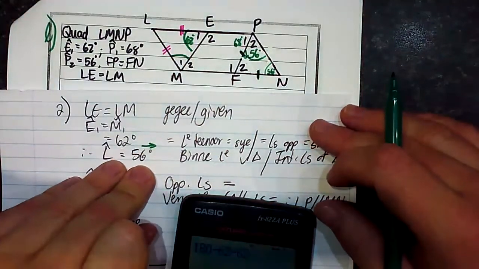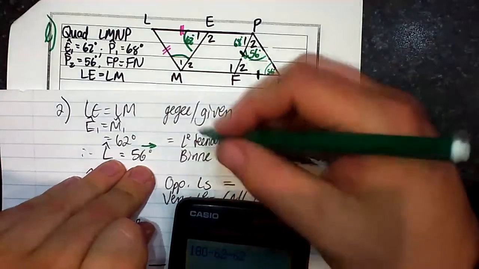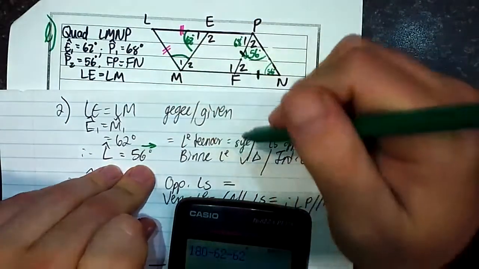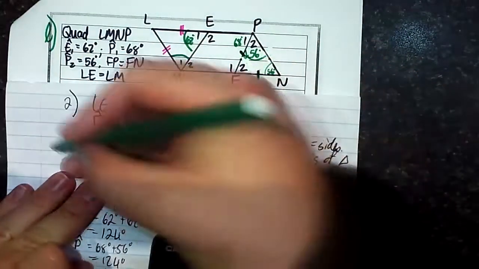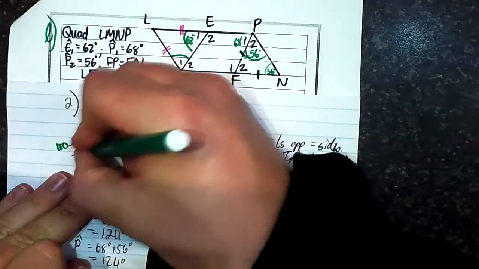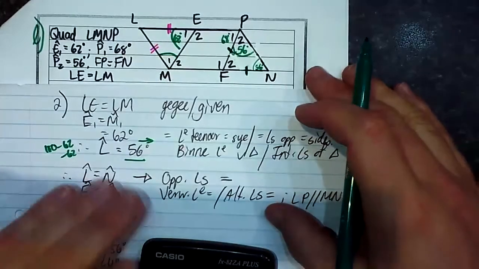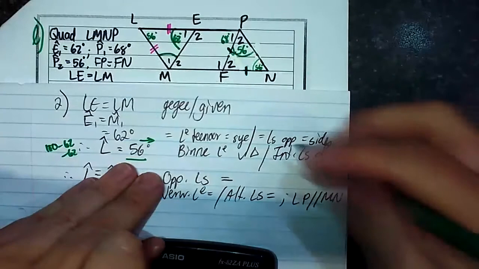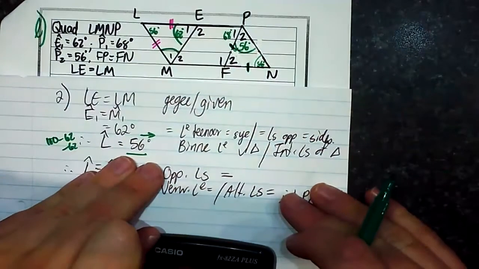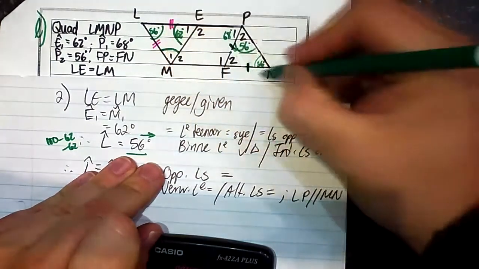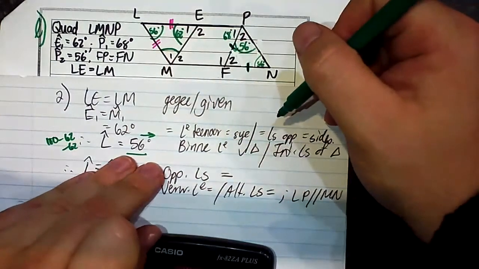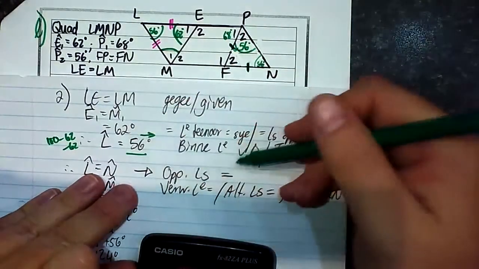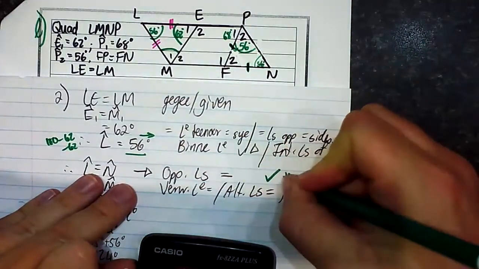Okay? You don't have to show grade 8 and 9 that whole step of calculating the other angle of interior angles of a triangle. Okay? So 180 minus 62 minus 62 gives us 56. Okay? So angle L is equal to 56 degrees. Binne hoeke van 'n driehoek, interior angles of a triangle. So now we already have one pair of opposite angles equal. Sharp, sharp. Okay, so L and N are opposite angles and they are equal. So far we have one pair.